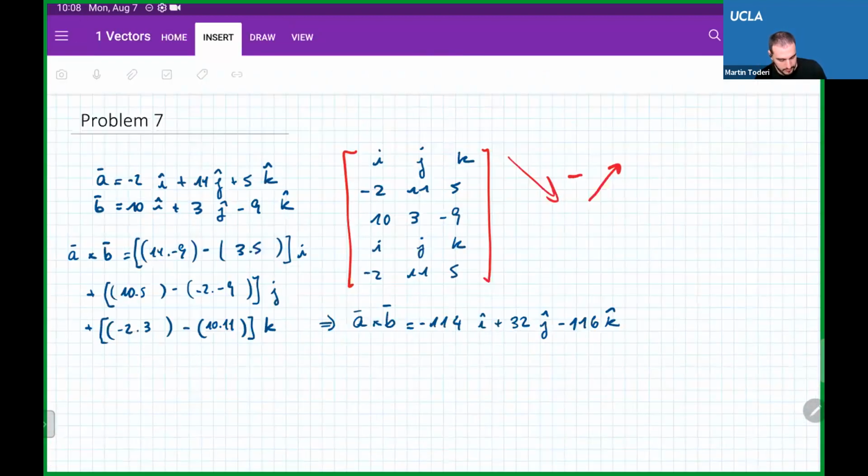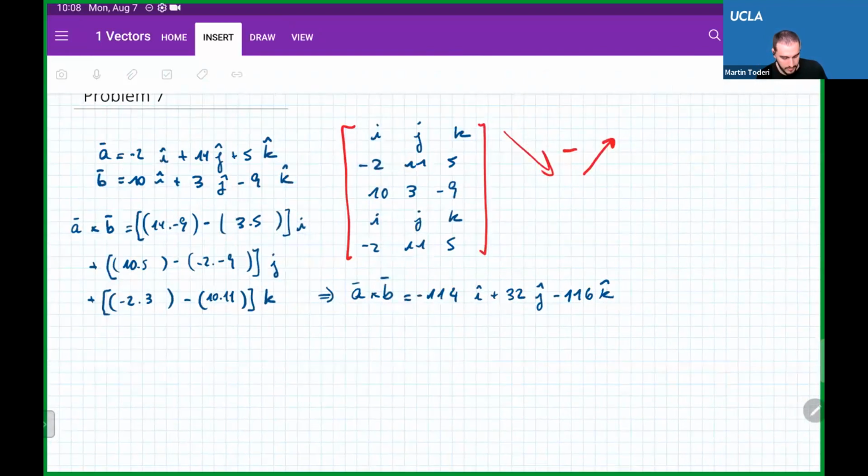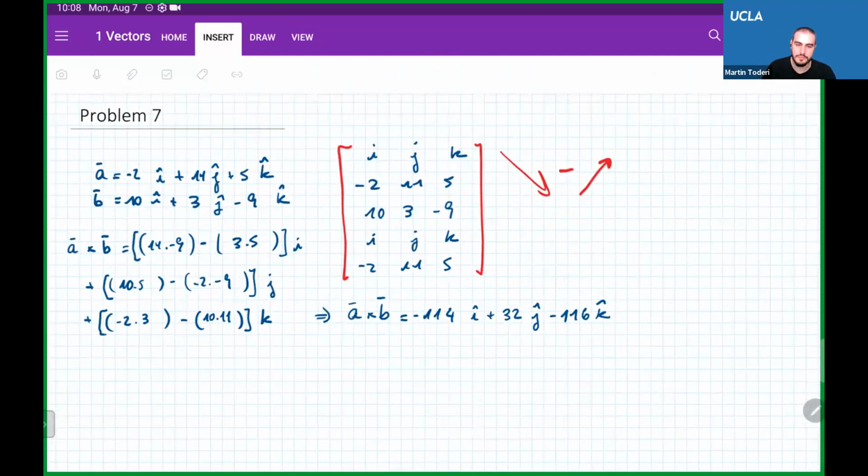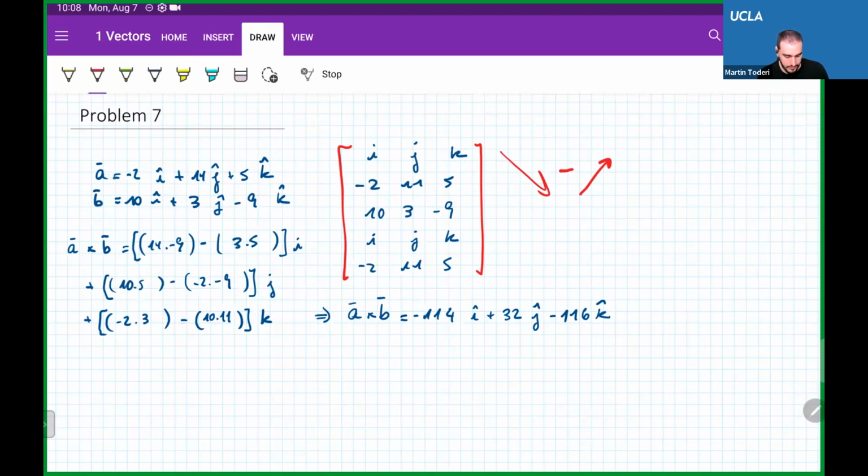Let's look at problem 7. And here we can take a look at how to calculate the vector product of two vectors. So let's look at 7. 7 says obtain the vector product of A and B. Basically we need to arrive at the component by component representation of that vector product.